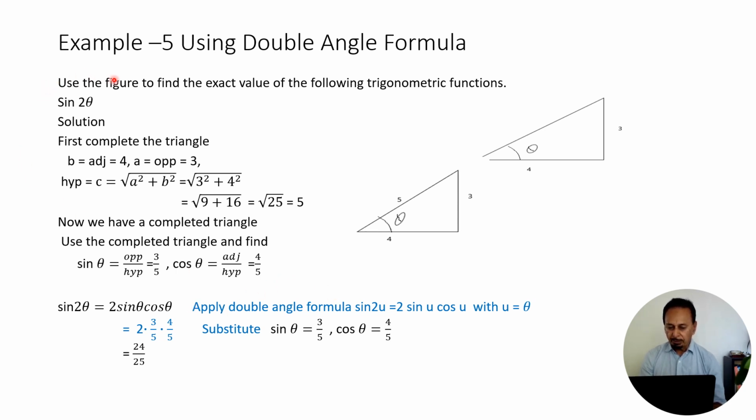Now we have to find sine 2 theta. The first thing we do is use the formula for sine 2 theta, which is 2 sine theta cosine theta. Using this formula, sine 2u equals 2 sine u cosine u, with u equal to theta. Now we substitute: sine theta is 3/5, cosine theta is 4/5. So now we have 2 times 3/5 times 4/5. Now we simplify. We multiply 5 times 5, 25. 2 times 3 is 6, times 4 is 24. So sine 2 theta is equal to 24 over 25.